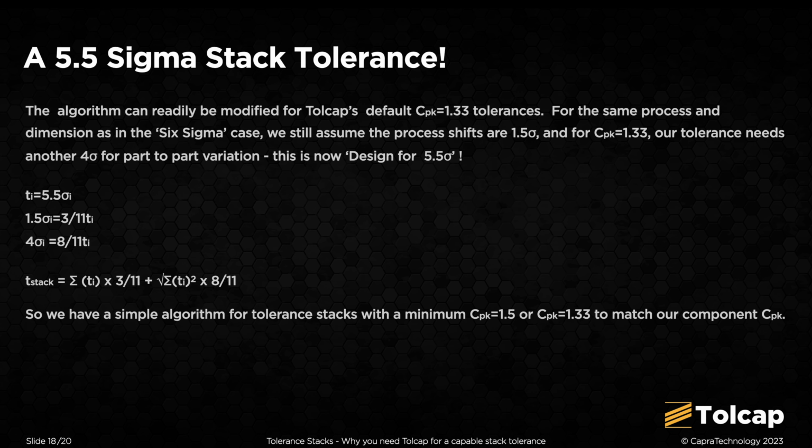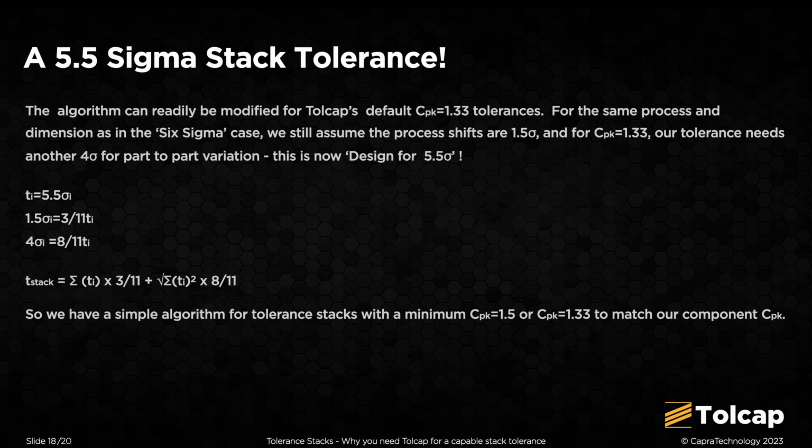But wait a minute, up until now I've been recommending that you design using TOLCAP's default CPK equals 1.33 tolerances. We'd better modify the algorithm for the stack tolerance. So for the same process and dimension and method as in the 6 sigma case, we will still assume the process shifts are 1.5 sigma, and for CPK equals 1.33, our tolerance needs another 4 sigma for part-to-part variation. So we're now apparently doing design for 5.5 sigma.